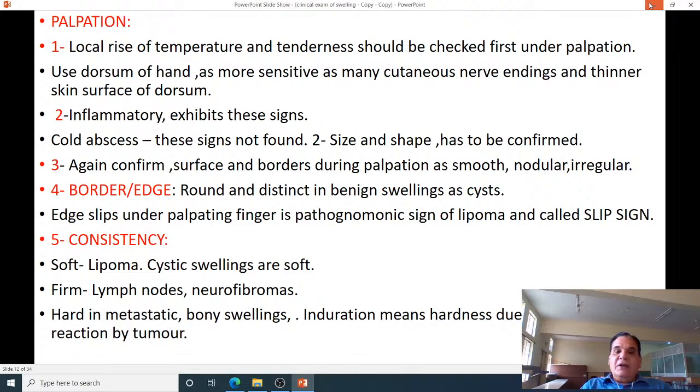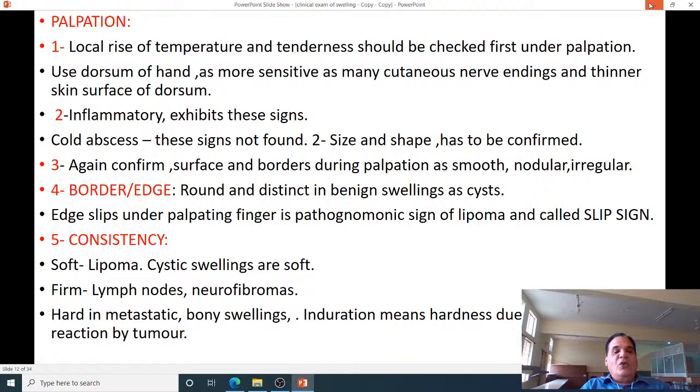From where do you palpate? From the dorsum of the hand. Why? It is more sensitive. And why is it more sensitive? Because many cutaneous nerve endings end there. And remember, the skin of the dorsum is thinner than the palmar side. You can feel it yourself. On the palm, nothing is happening. So it is the cutaneous nerve endings over the dorsum.